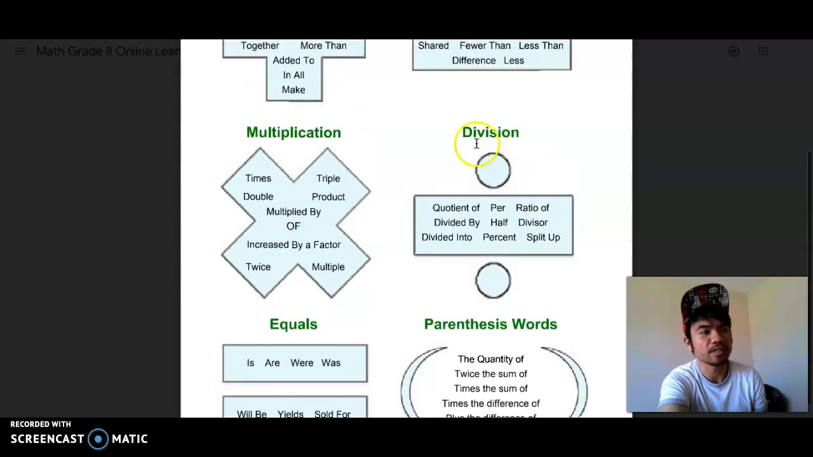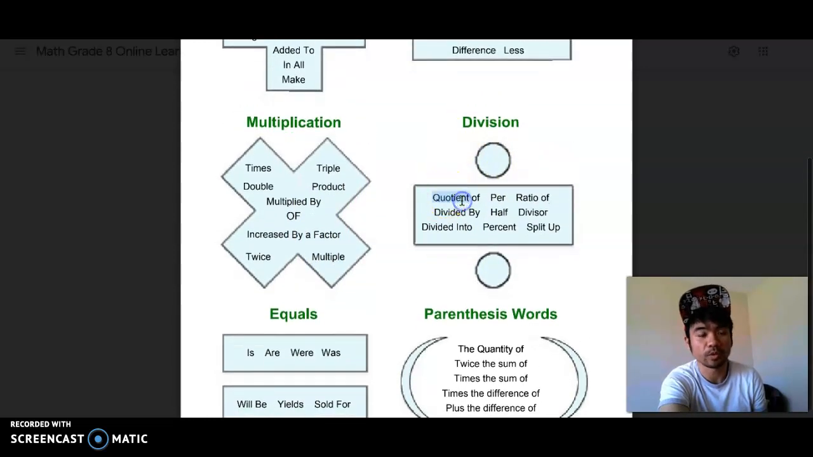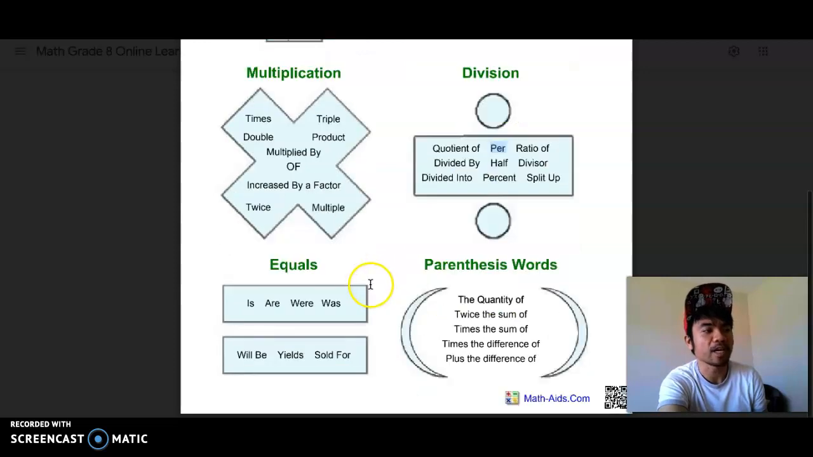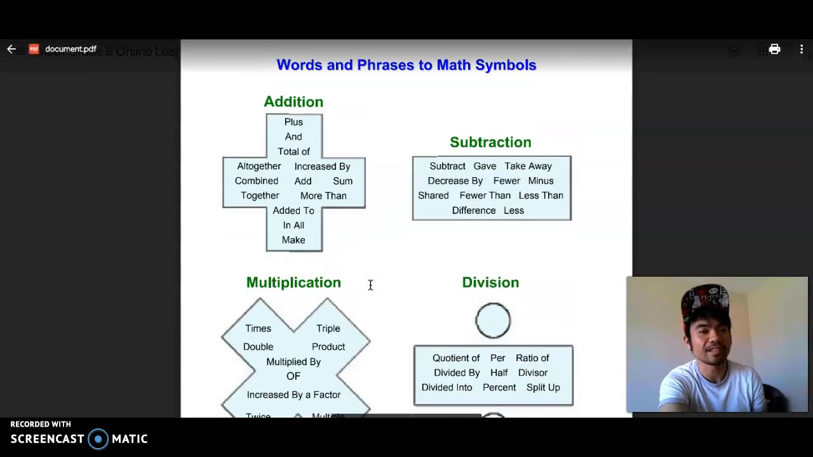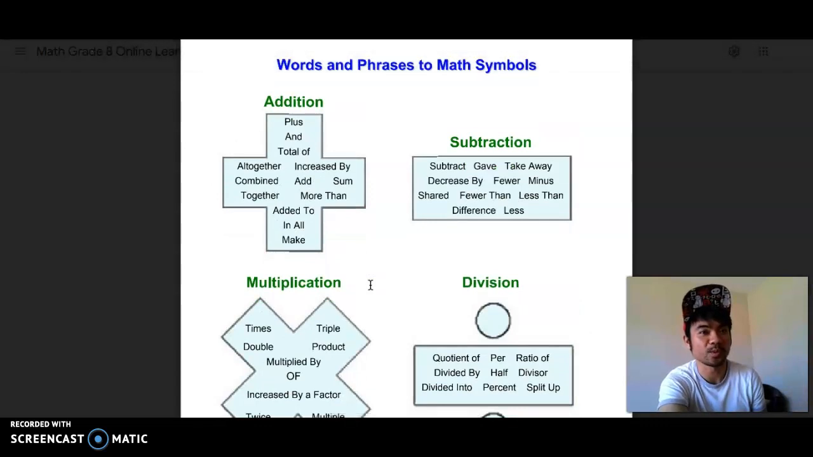Now for division, quotient. Please remember quotient. Okay, split. That's a very good one. Per. I don't know if you remember grade 8 in September, we did rates and ratios. Per is also division. Another one is split evenly. Okay. Now equal: is, are, were, was. Okay, so make sure you look at this to help you with your assignment for this week.